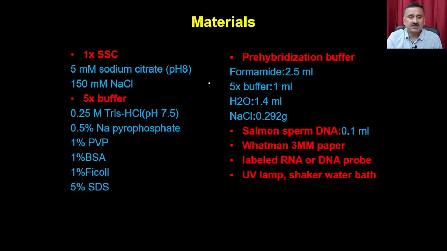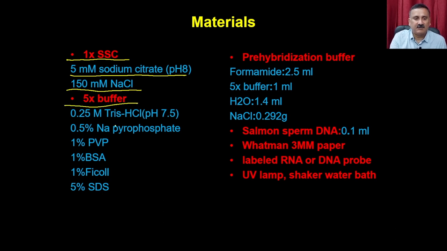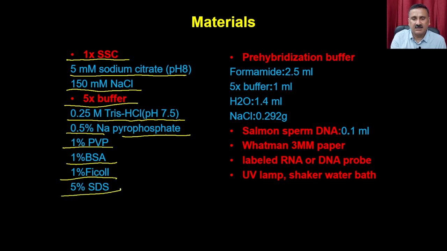So, if you want to perform the northern blotting, you are supposed to require the following materials. You require the 1x SSC buffer. The 1x SSC buffer has 5 millimolar sodium citrate pH 8, and 150 millimolar NaCl. Then you also require the 5x buffer. The 5x buffer is going to have 0.25 normal HCl, Tris-HCl pH 7.5, 0.5% sodium pyrophosphate, 1% PVP, 1% BSA, 1% Ficoll, and 5% DSA.